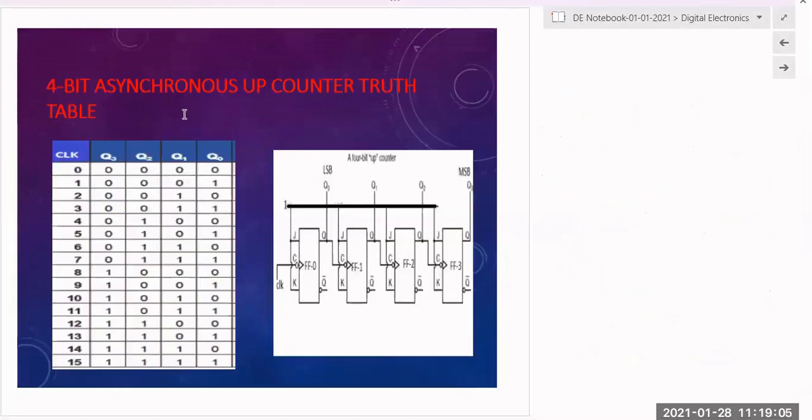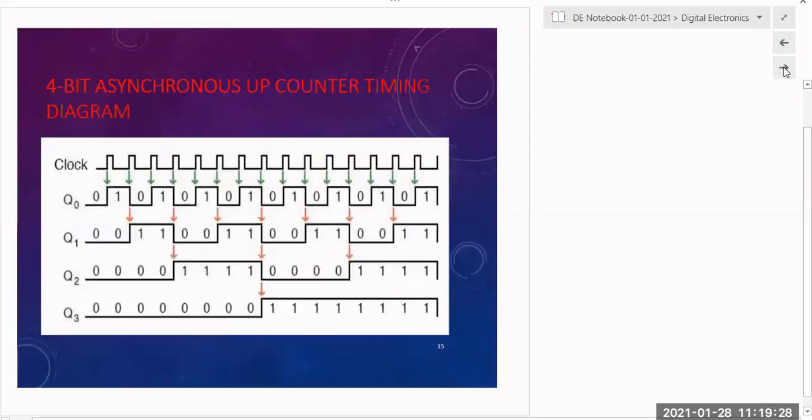And what is the 4-bit asynchronous up counter truth table? ఈ one clock input apply చేసినప్పుడు అలా 15 clock pulses apply చేస్తే నాకు 1 1 1 1 వస్తుంది. 16th clock pulse apply చేయగానే మళ్ళీ 0 0 0 0. Okay, whenever I apply the 16th clock pulse, again 0 0 0 0 వస్తుంది. Okay, so this is about a 4-bit asynchronous up counter.